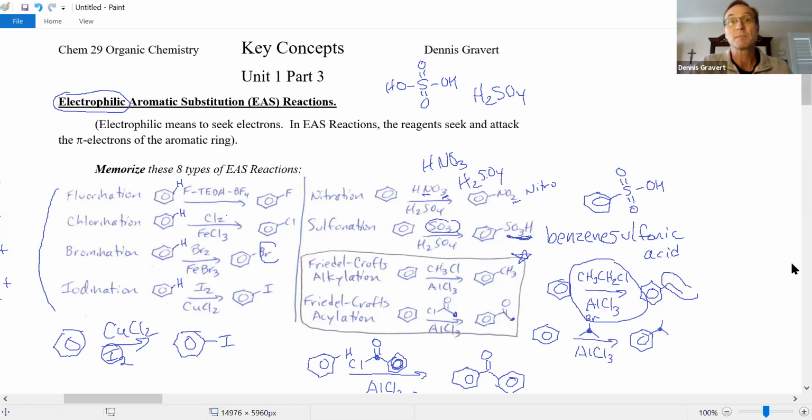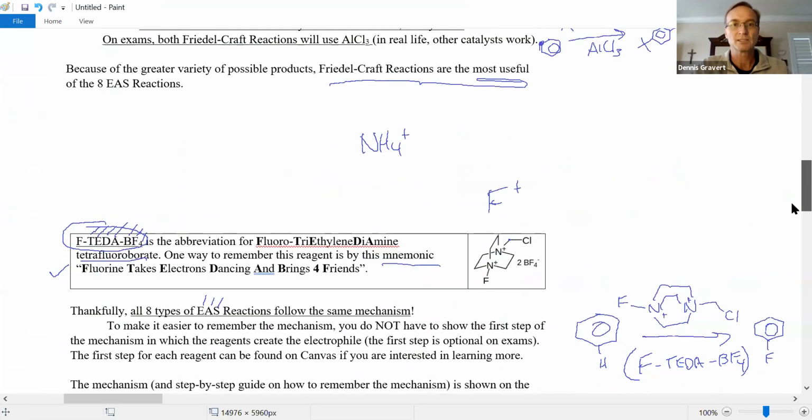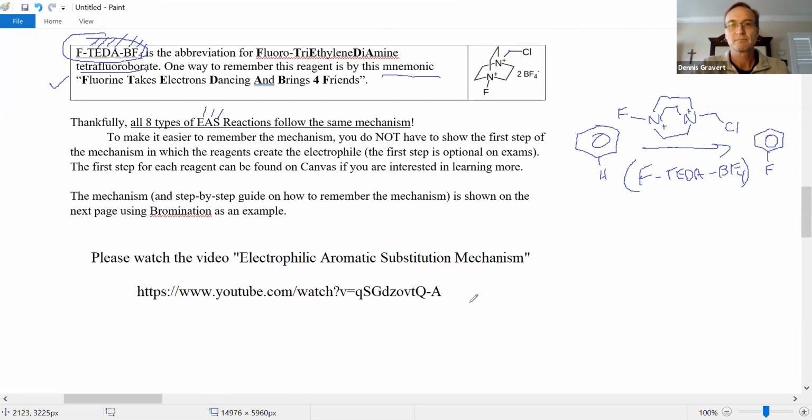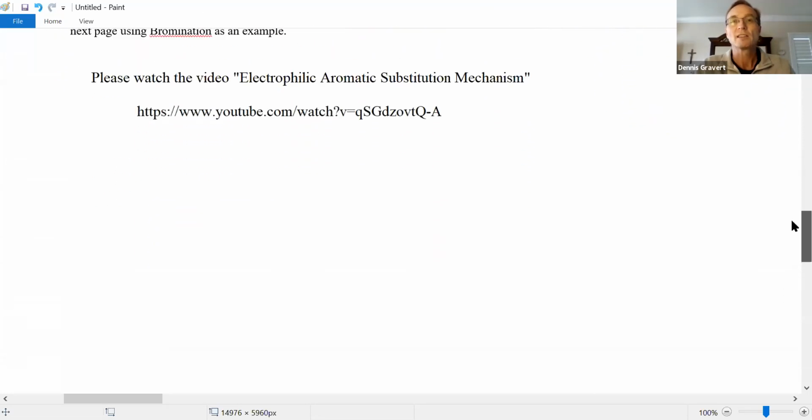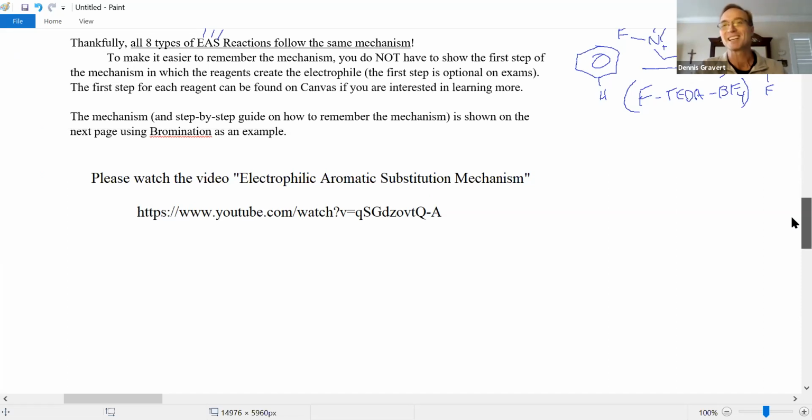Sweet. Because that mechanism is so powerful and so important, I can just put it into a separate video. So take a look at that. I got the link to it here, but it's also in the assignment for electrophilic aromatic substitution reactions on Canvas. You can just click on the link within Canvas. Cool. Okay. So the rest of key concepts, I didn't cut and paste it here in this document. The rest of key concepts reviews the mechanism, but take a look at the video. I think that's much more helpful.